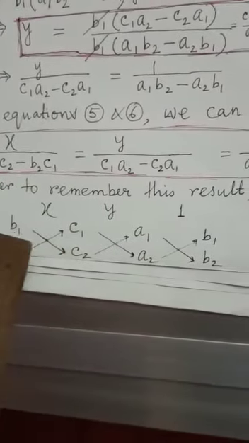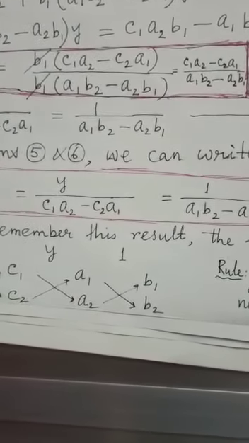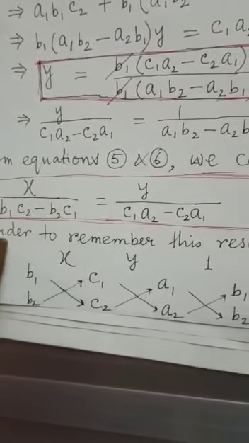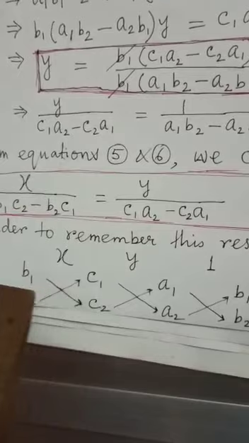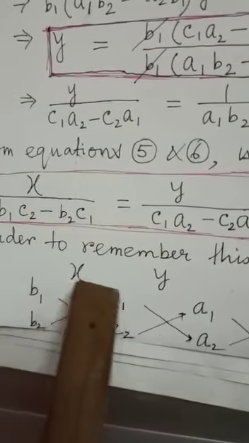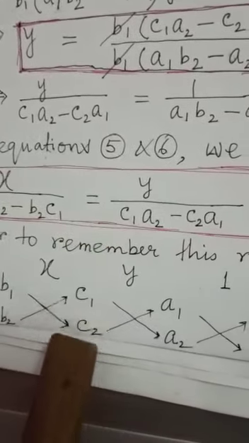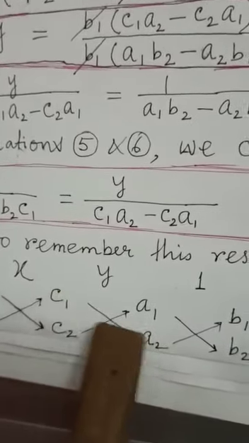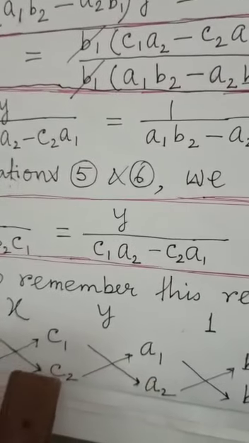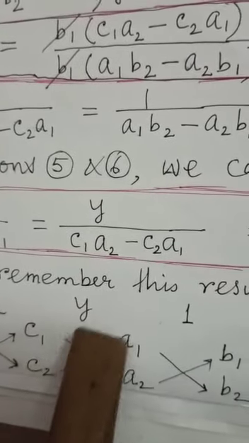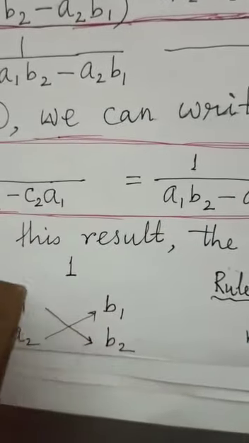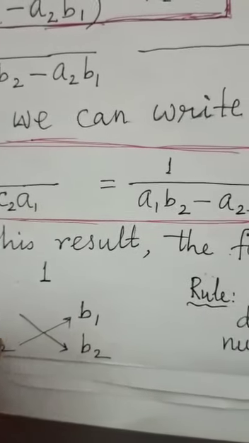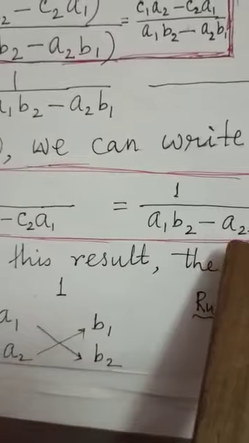Since we have drawn this diagram to remember the result, let us check whether we get back the result from this diagram. So x upon, the product of the numbers with the downward arrows, that is b1 c2, minus the product of the numbers with the upward arrows, that is b2 c1, is equal to y upon, again the product with the downward arrows, that is c1 a2, minus the product with the upward arrows, that is c2 a1, is equal to 1 upon, again the product with the downward arrows, that is a1 b2, minus the product with the upward arrows, that is a2 b1.